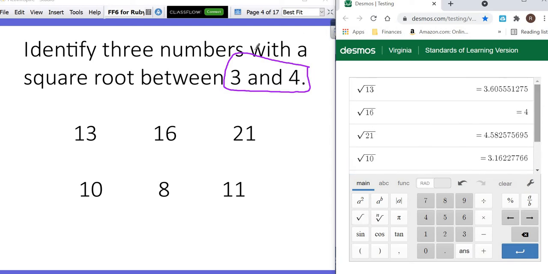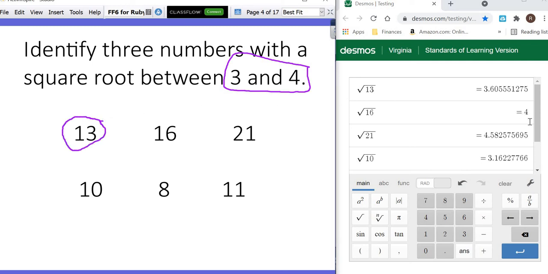We're looking for those three numbers with a square root between 3 and 4. So the first thing we have to do is come over here, and we have to look for a 3, because that's the first number, and decimals. That means it's between 3 and 4. So the square root of 13 is definitely between 3 and 4.